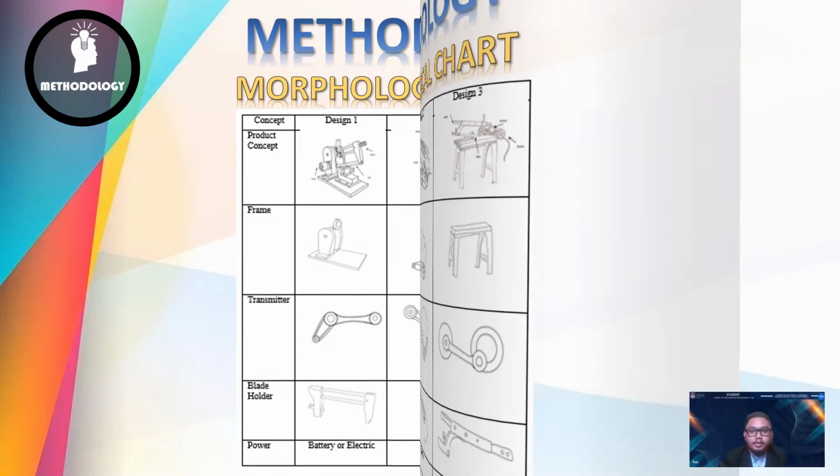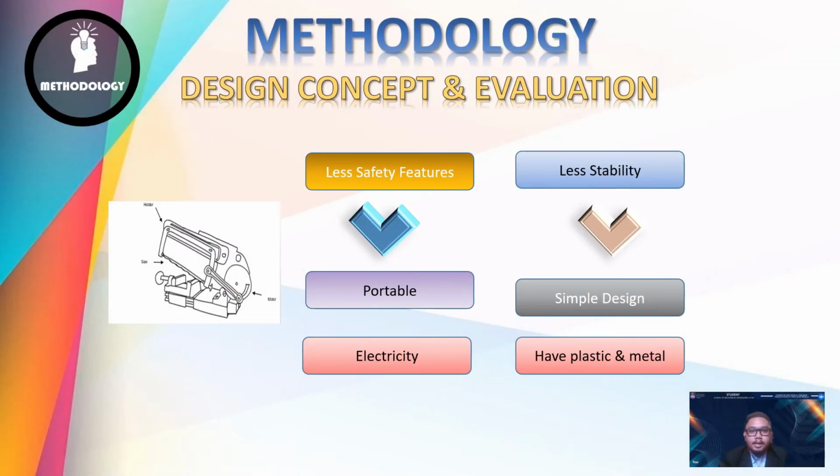Next, this will show some of the design concepts and evaluation that I generated for my project. Each design has its own advantages and disadvantages according to a few criteria. All 3 concept design evaluations are basically analyses made on the conceptual designs to know which design is the best. Design 1 has fewer safety features and less stability, but it is portable, and the design is simple.